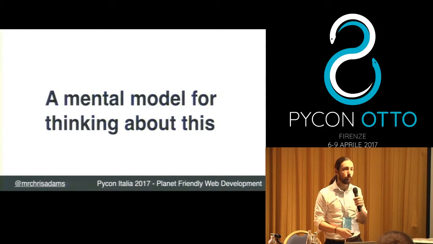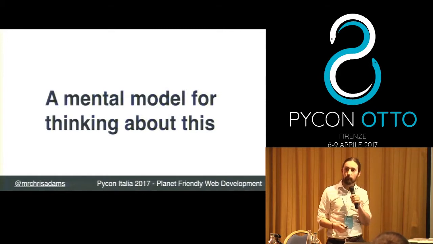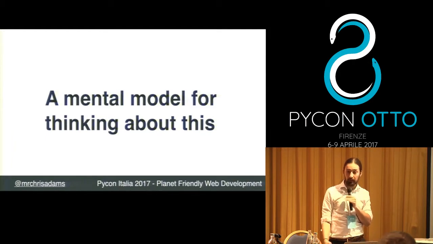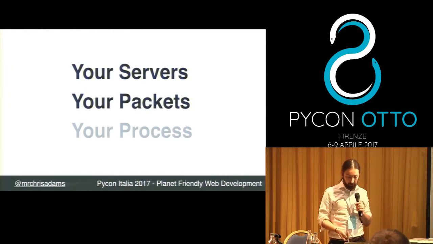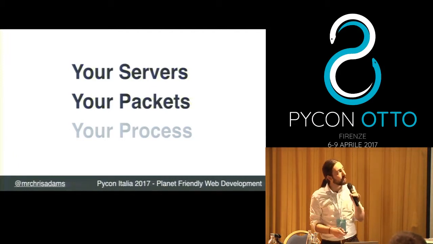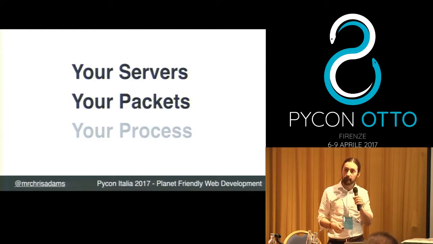So I've been trying to come up with a way to think about this that can help inform how I design my websites, and I'm going to share it with you today. I think there's a lot of overlap between what's good environmentally and what's just good general practice for building products and services online. And I think it's an interesting lens through which we can look at what we do. So I've grouped this mental model into 3 main areas: your servers, your packets, and your process. In many cases, I'm trying to borrow ideas that already exist in other domains of expertise.